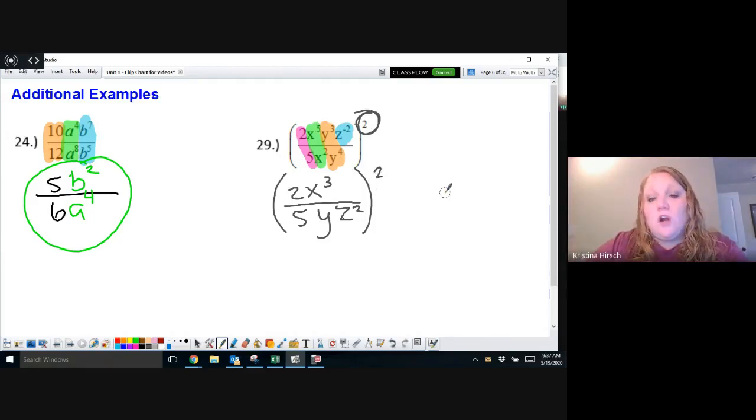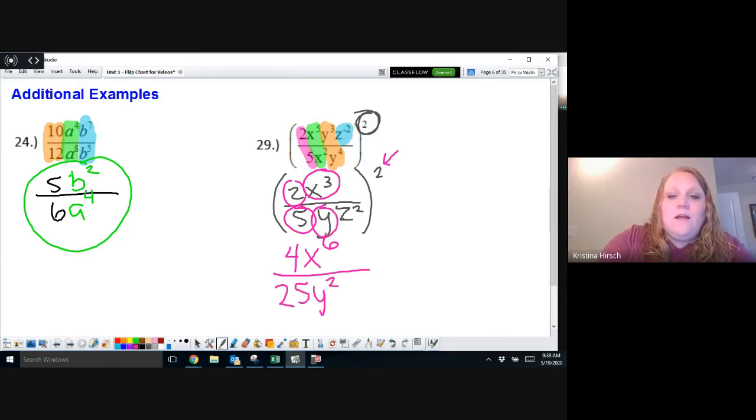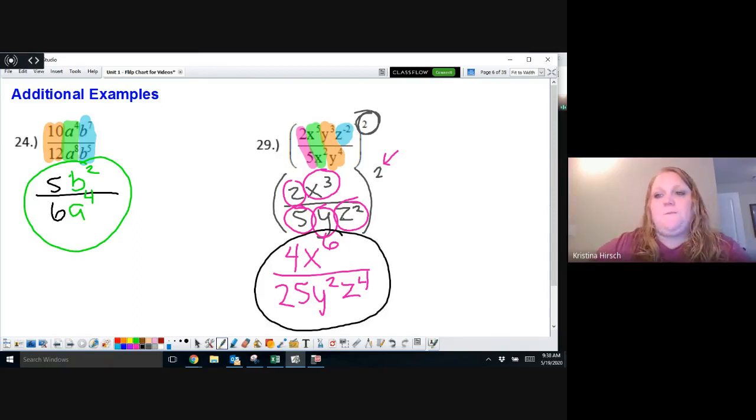So every single term gets squared, every single one. I have a 2 squared, so 2 squared is 4. x cubed, well, power to a power gets multiplied, so x to the 6. Over 5 squared is 25, y squared, and then z squared squared, power to a power, multiply to get 4. And then just double check that nothing simplifies, and nothing does. So this would be my final answer.